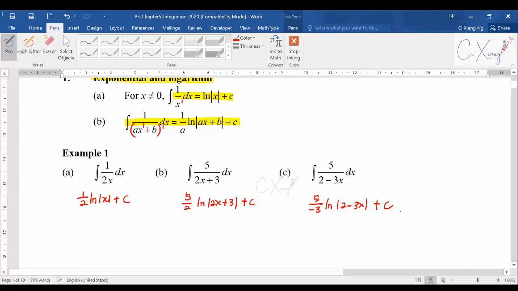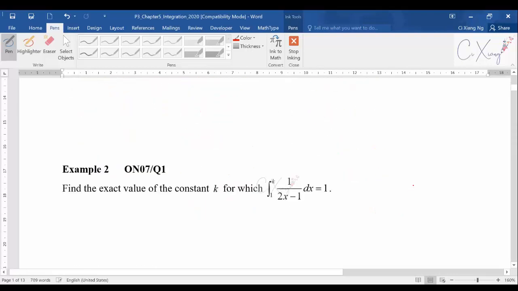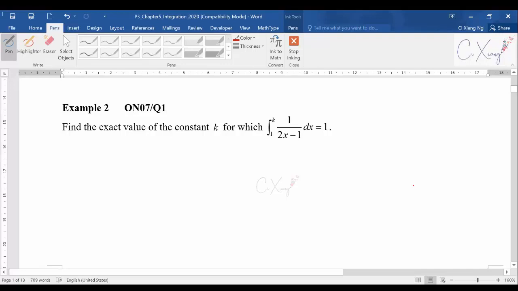Okay, so these 3 questions here are very basic, just to test your understanding only. Alright, so let's continue to example 2. In example 2, they slightly talk about the application of integration.